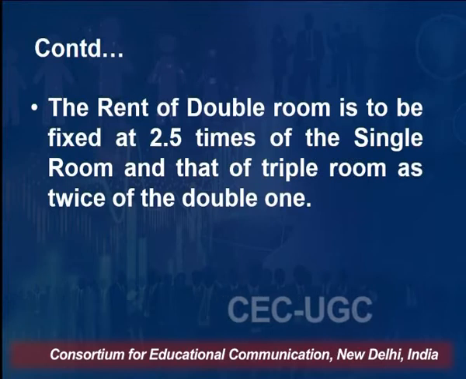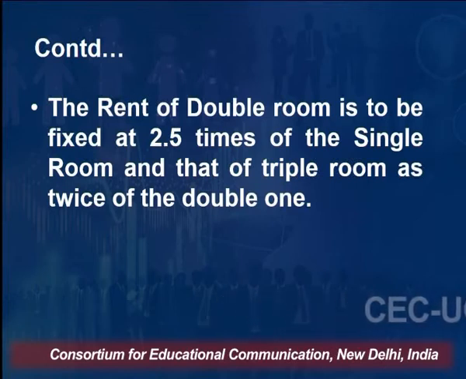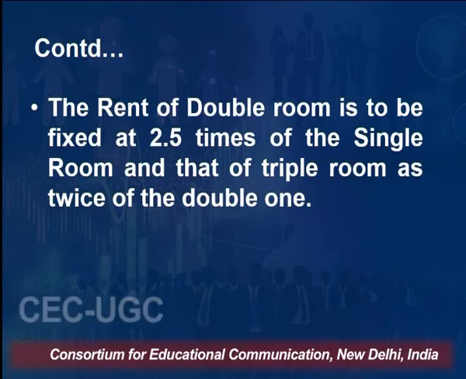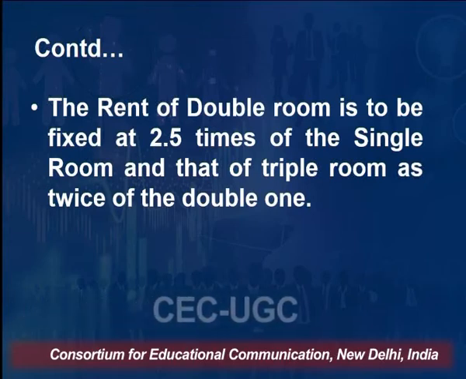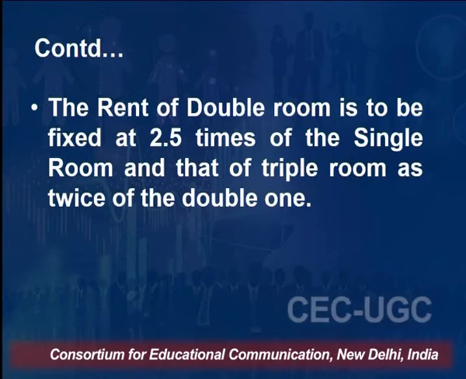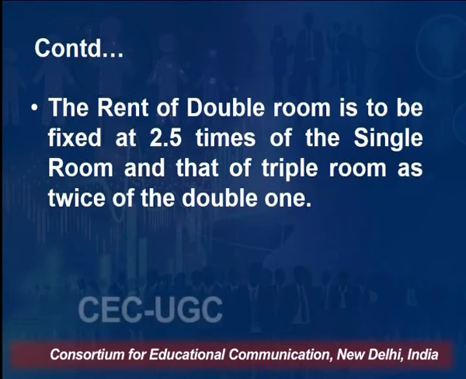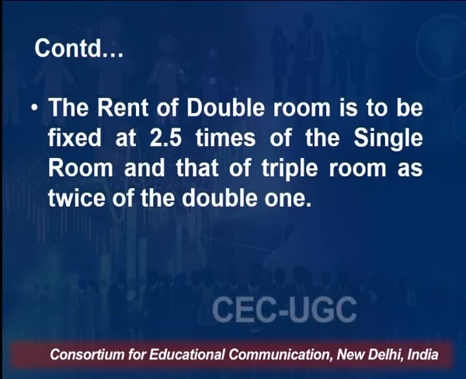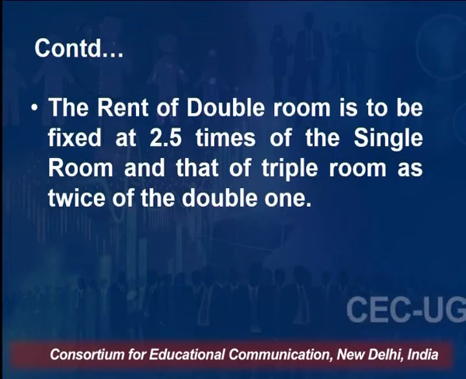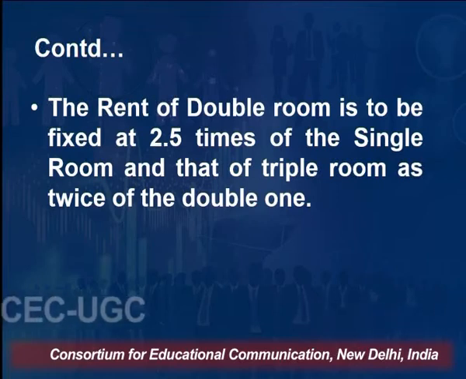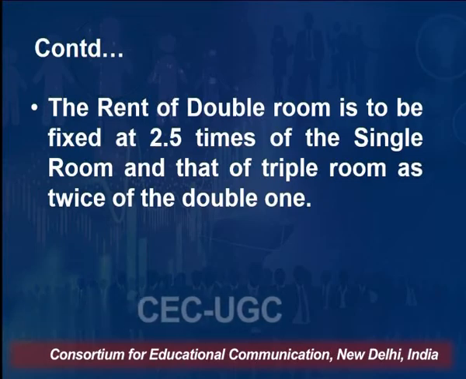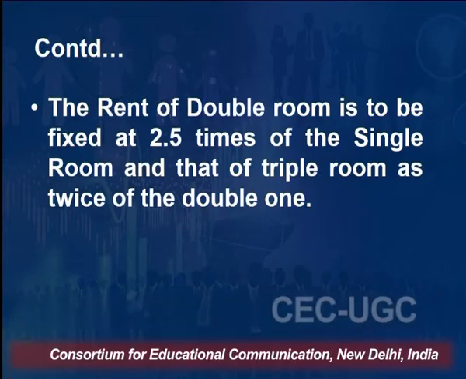The rent of double room is to be fixed at 2.5 times the single room. So whatever is the rent of single room, suppose it is 100 rupees, then the rent of double room is supposed to be 2.5 times that, which means 250 rupees, and that of triple room is supposed to be twice the double one. So if double is charged at 250 rupees, the triple room should be double that amount, that is 500 rupees.